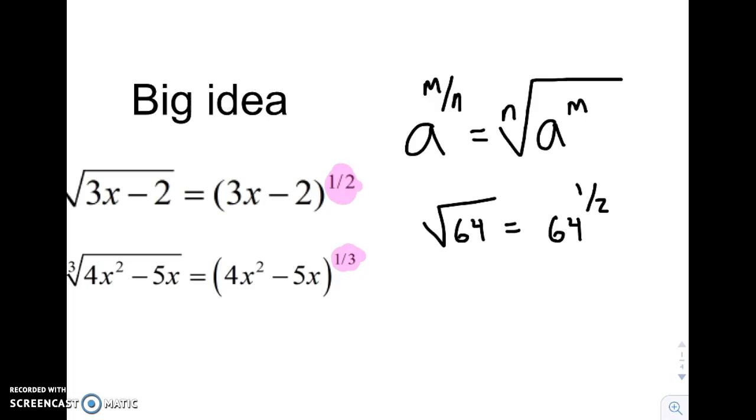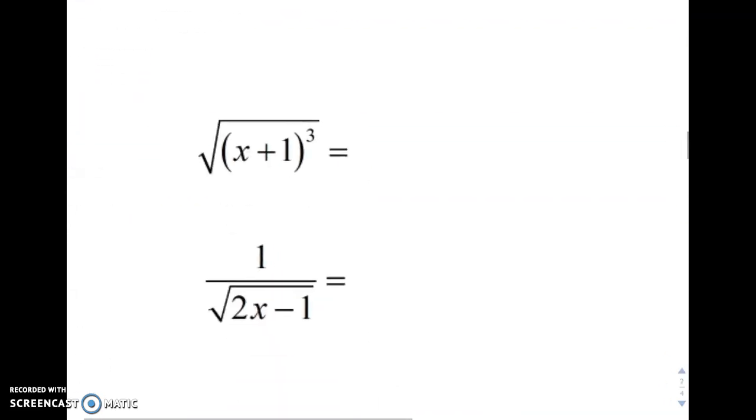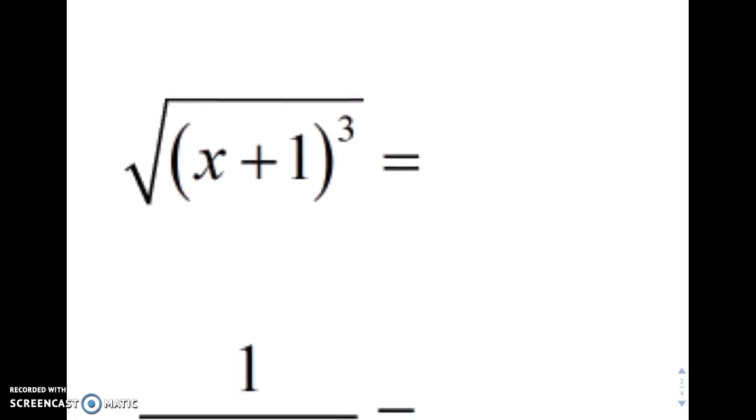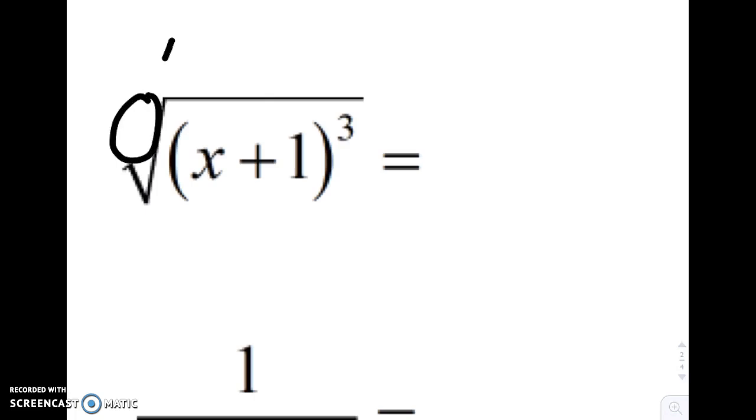It simplifies things and really does us a lot of favors when we are trying to manipulate radicals with exponents. So let's take a look at a couple of ways that this will come up. The first of which is just to simplify an exponential and a radical. So here we have the quantity x plus 1 cubed, and then the square root of that. And again, remember when there is nothing written right here, there is an implied 2. And so therefore we know that that is a square root.